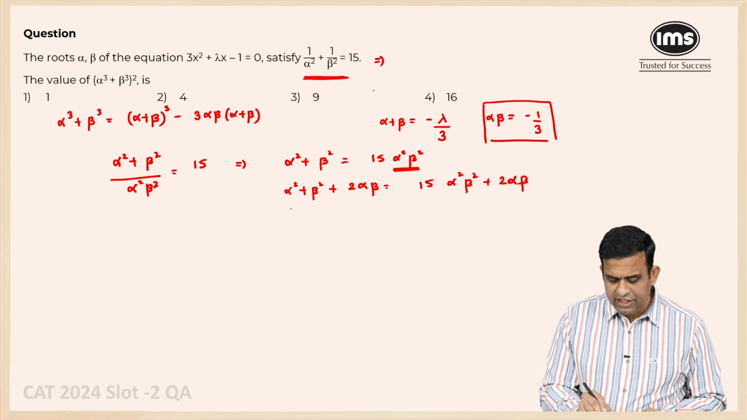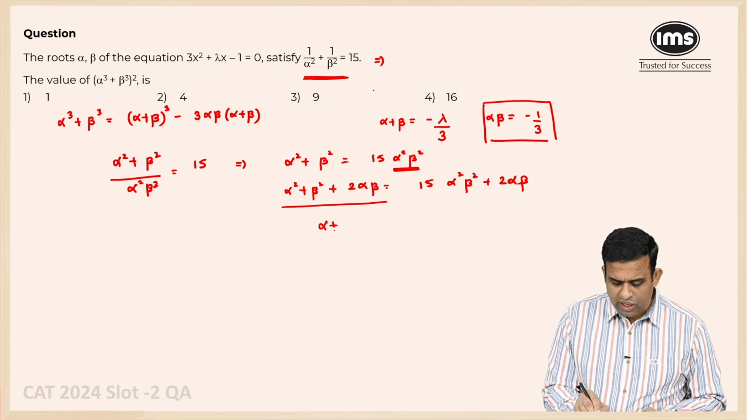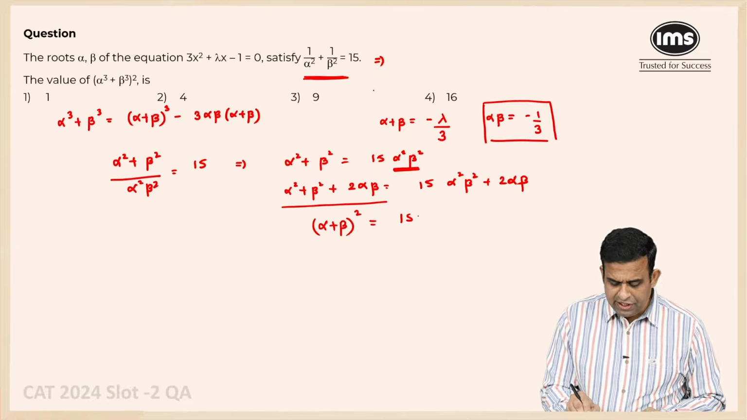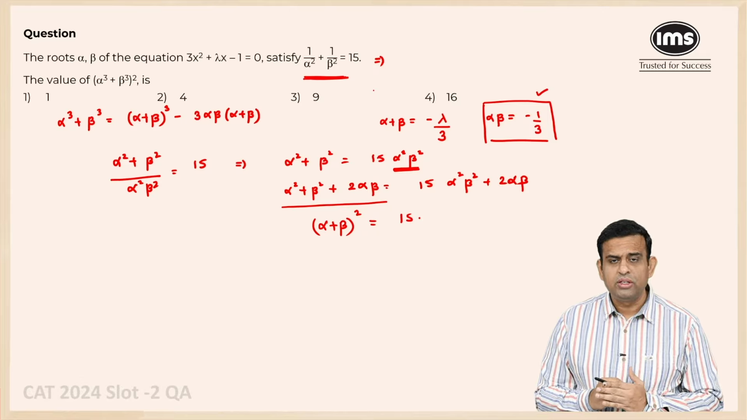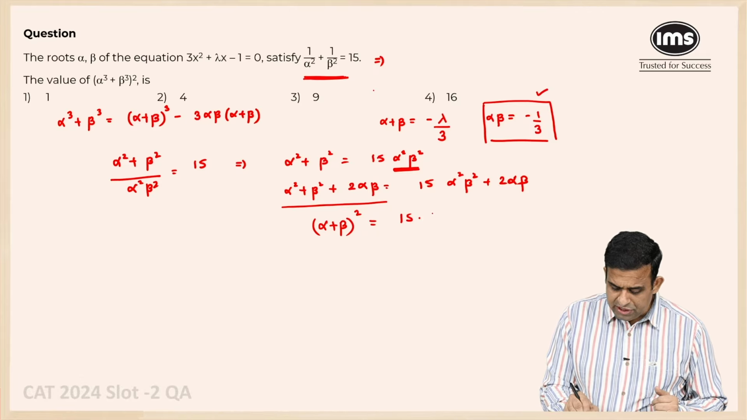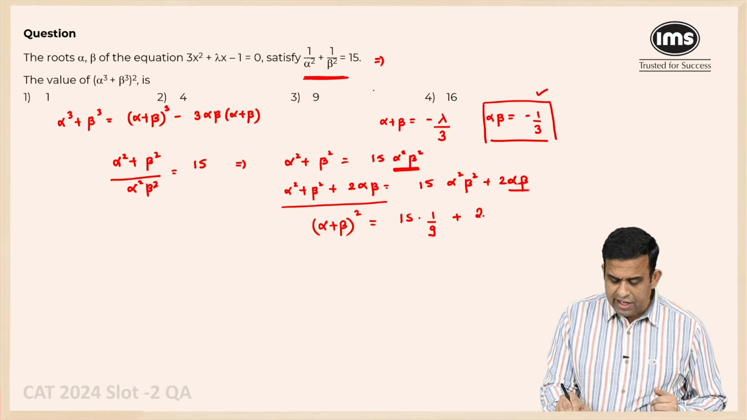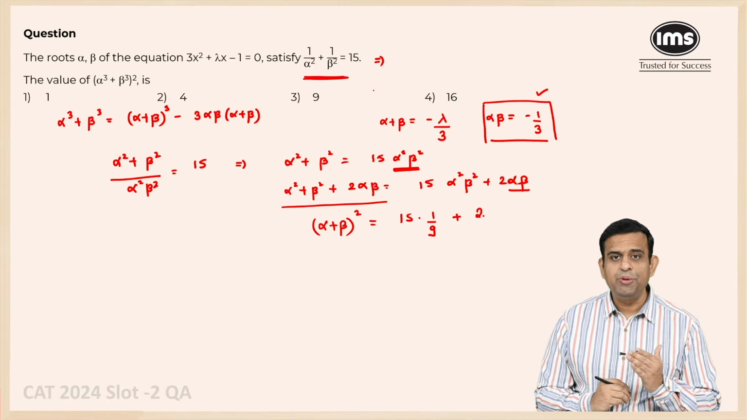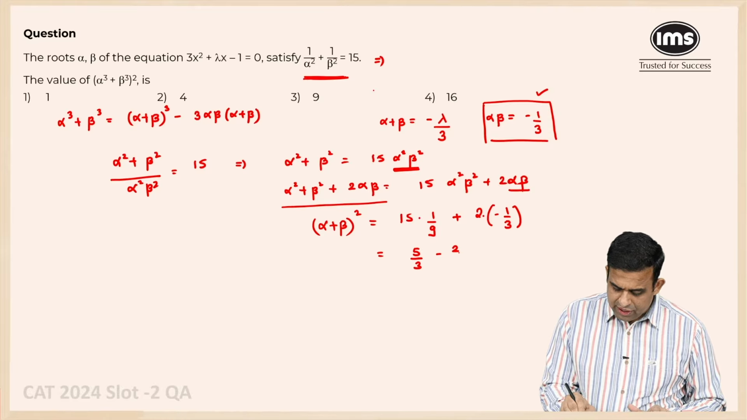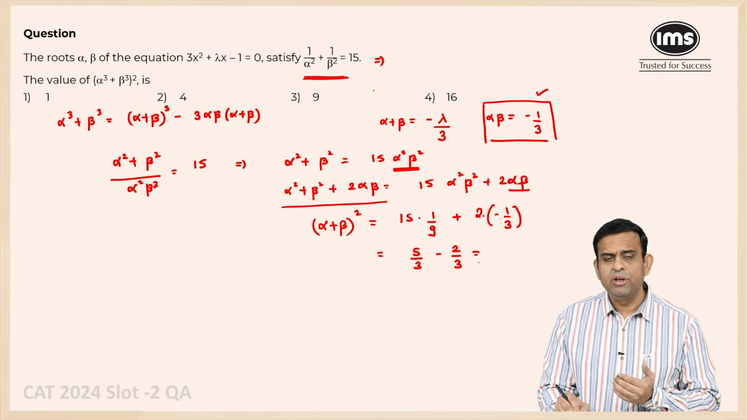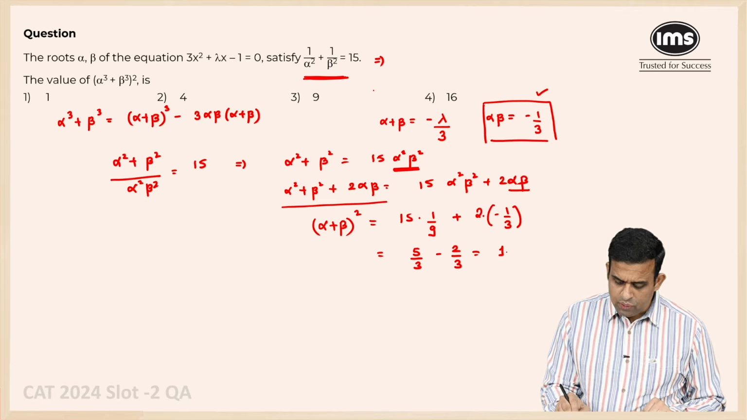And now if you look at the left hand side, it entirely becomes alpha plus beta whole square, which should be equal to 15 times the square of alpha into beta, which is known to me as minus 1/3. So the square of this number would be 1 by 9, plus 2 times alpha into beta, again minus 1/3. So this part becomes 5 by 3 minus 2 by 3, and this thing will become 3 by 3, or simply 1.